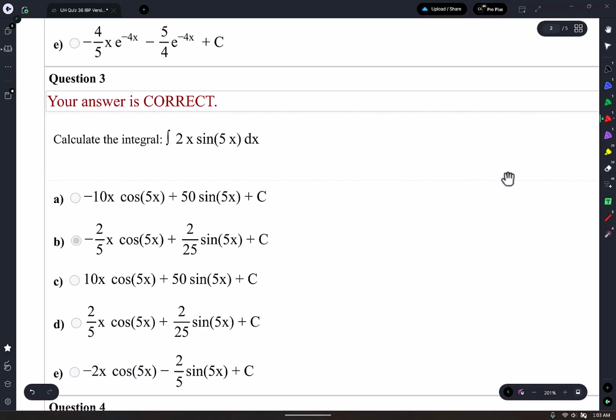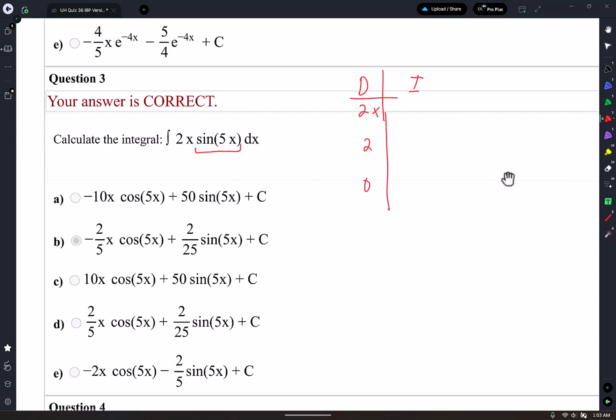Let's see, perfect. This is a perfect example to do the tabular method. I want to have a linear expression inside your sinusoid, so we're good. So I'm going to write d for derivative and I for integral. I'm going to make my u the 2x. So 2x, 2, and 0. And I'm going to make my inverse, or the integral, sine 5x.